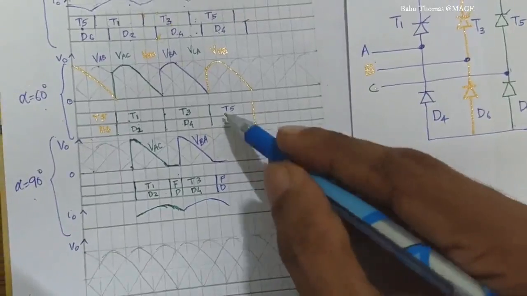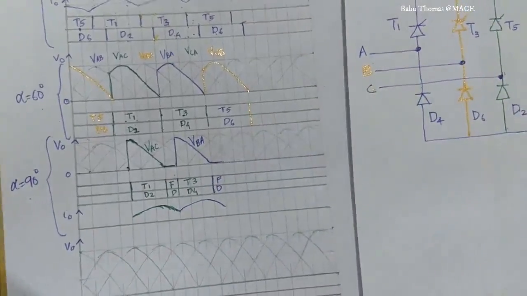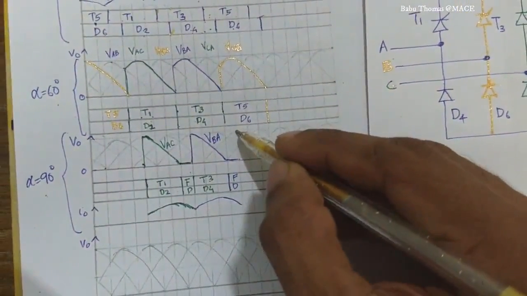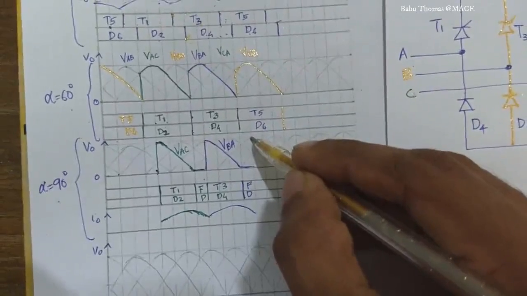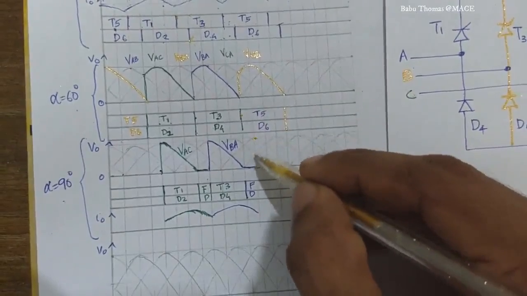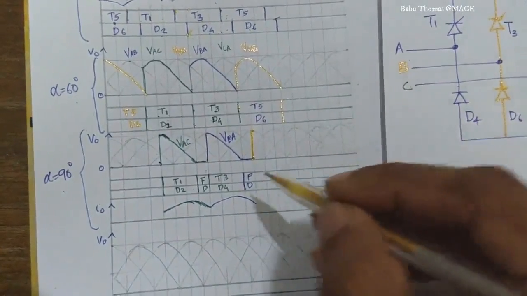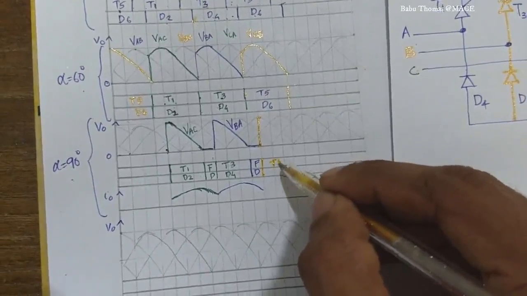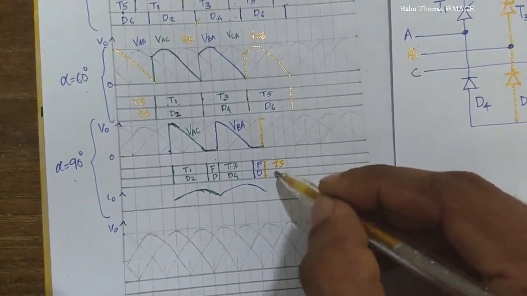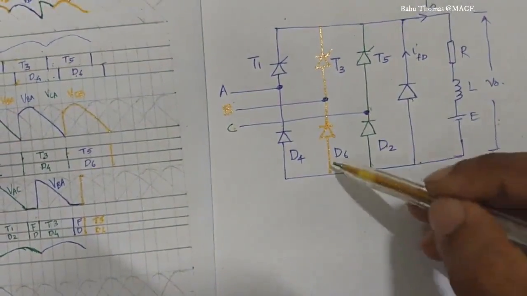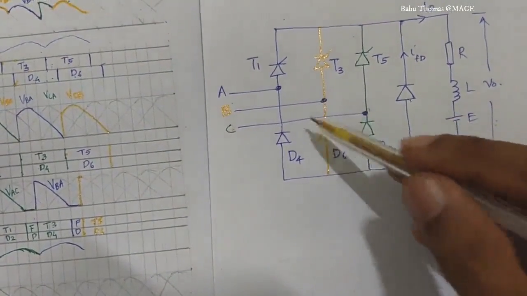Again you are going to fire your thyristor T5 at alpha equal to 90 degrees, which corresponds to this particular point, because we can just refer that this was for 60 degrees, so 90 degrees will be plus 30. So at this instant I am going to fire the thyristor. Which thyristor? It is T5 and the diode D6. So when T5 and D6 are conducting, it is from the point C, load, to the point B through D6.